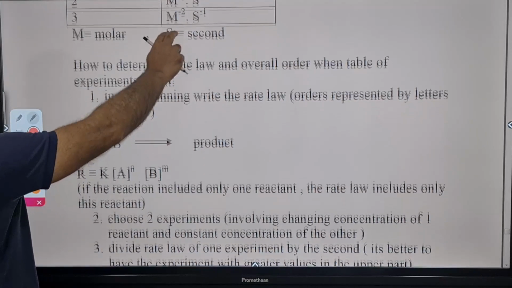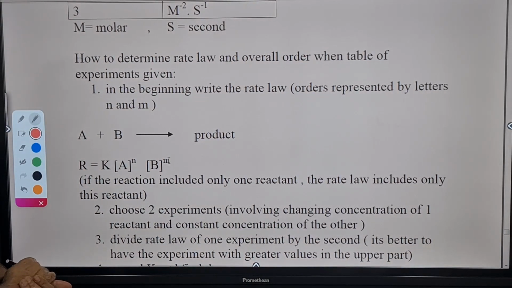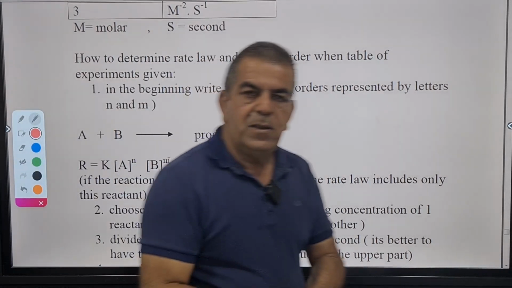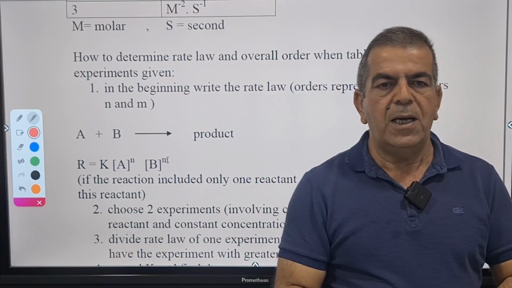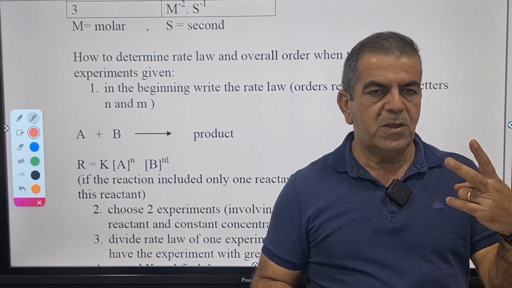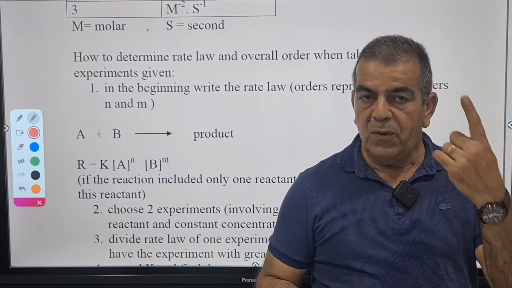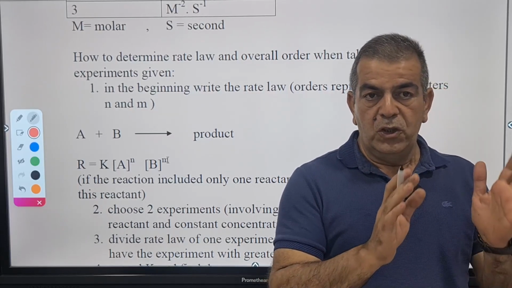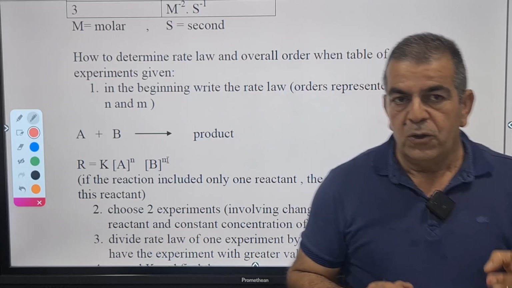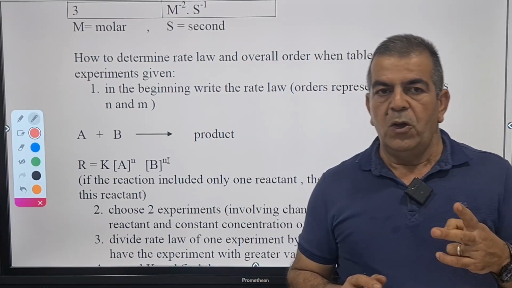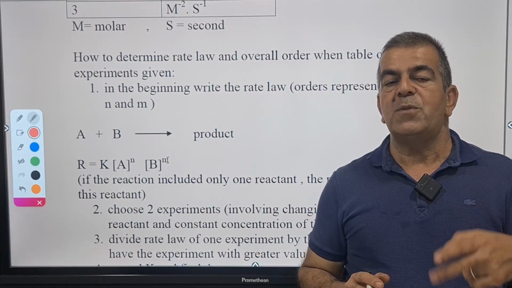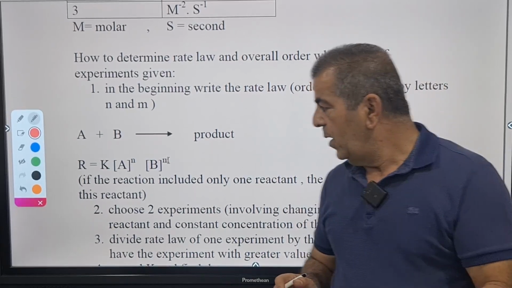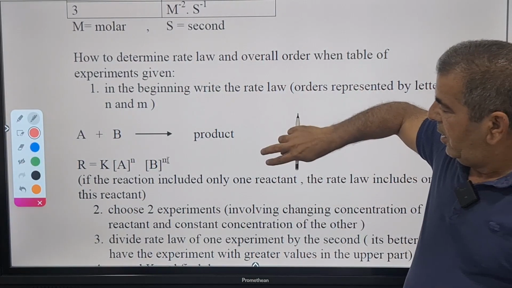Okay, we have another example here, another question. How to determine a rate law and overall order when table of experiment is given? Just read the table carefully and find 2 experiments in which concentration of one reactant is changed and concentration of the second is constant. Use these 2 experiments to find the order of the reactant that experiences a change in concentration. Okay, now let's have an example here.